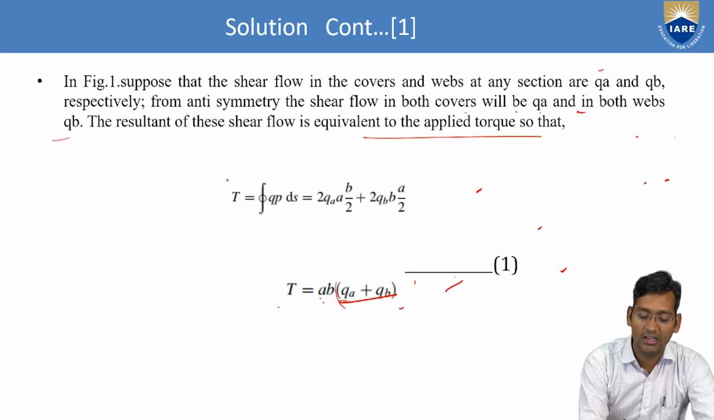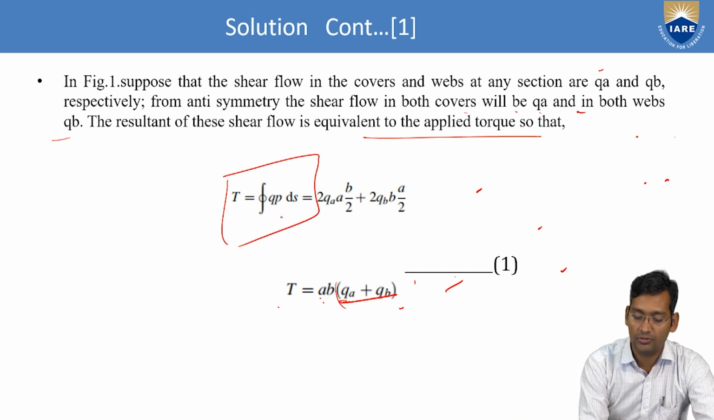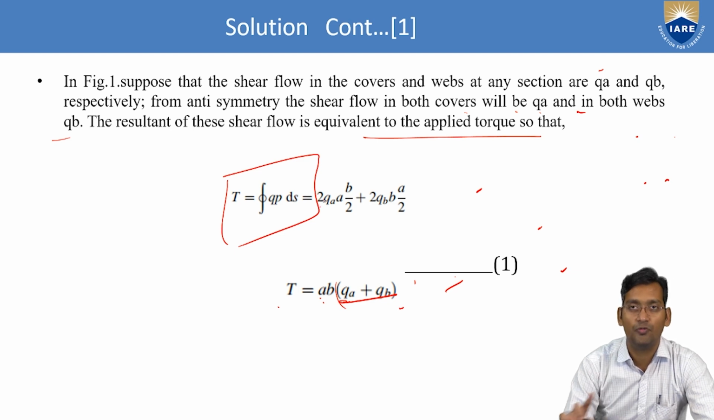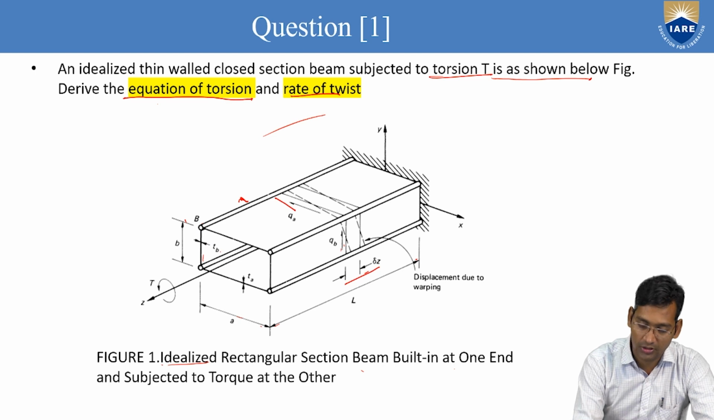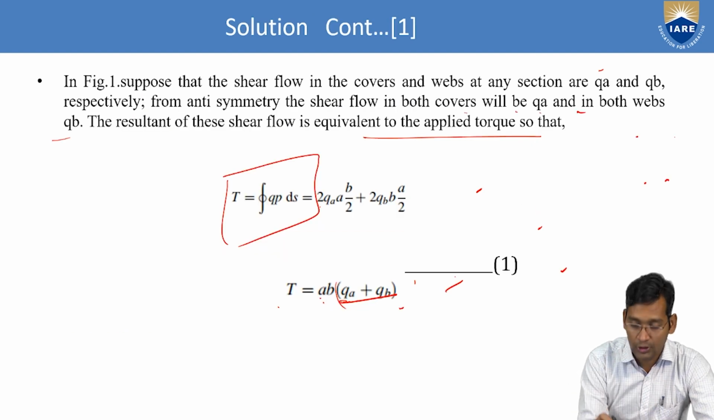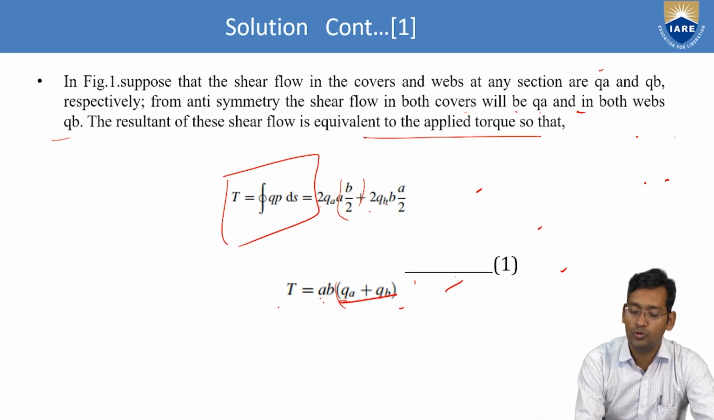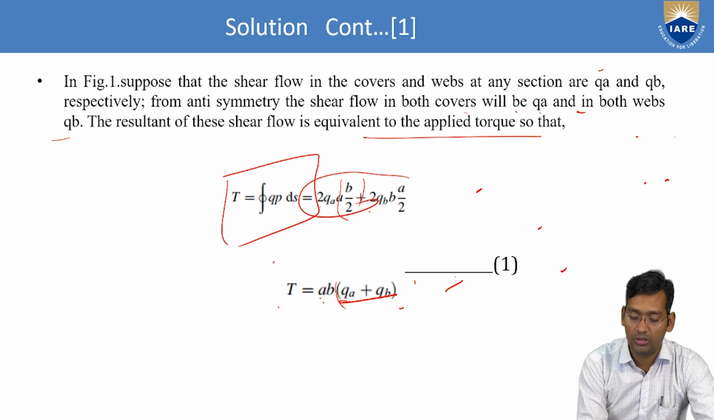Now finally the torsion will be equal to what? Q into p ds. Q is QA for the first case, and in both cases two surfaces will be there, top and bottom. So 2QA here, 2QB there, right? So 2QA into p ds. Here p ds is what? A into B by 2. Similarly 2QB into B into A by 2. So after simplifying this, what you will get?